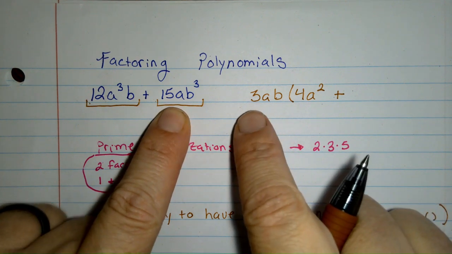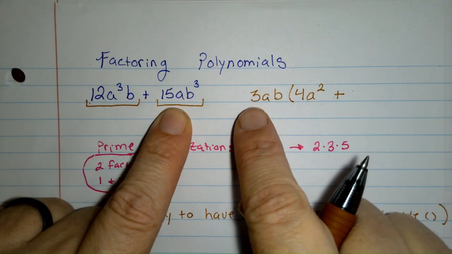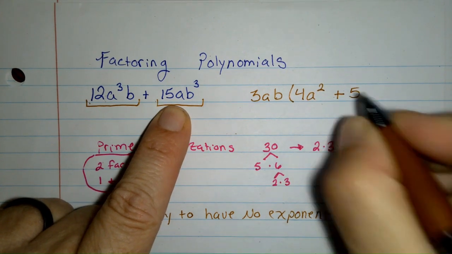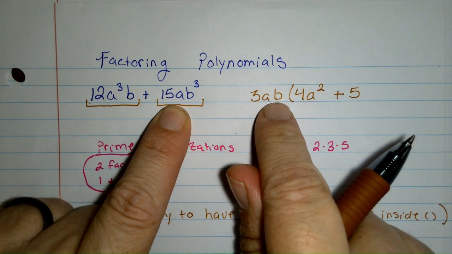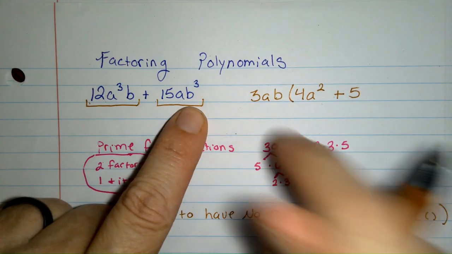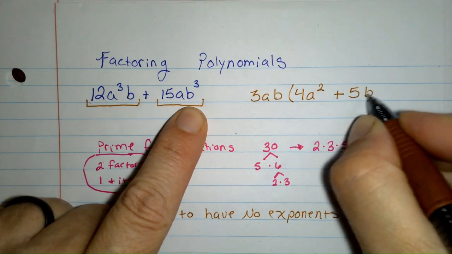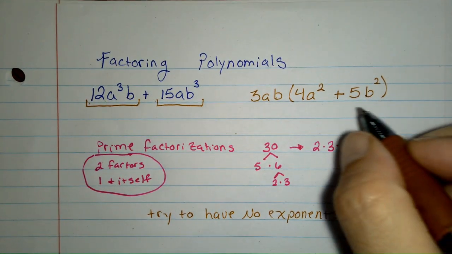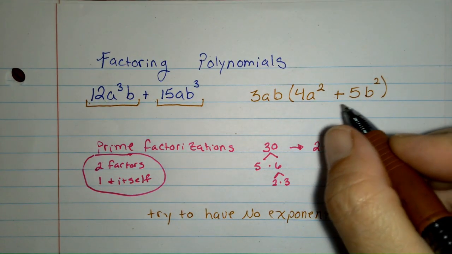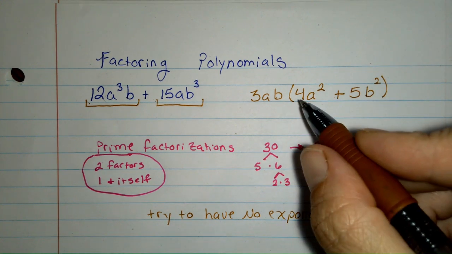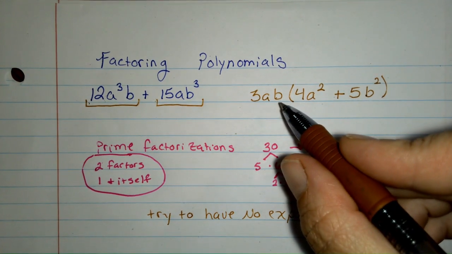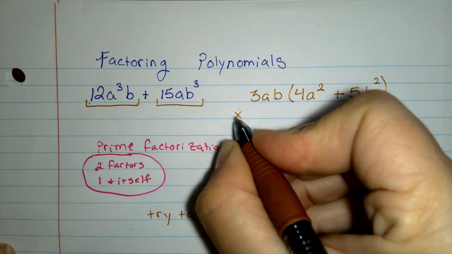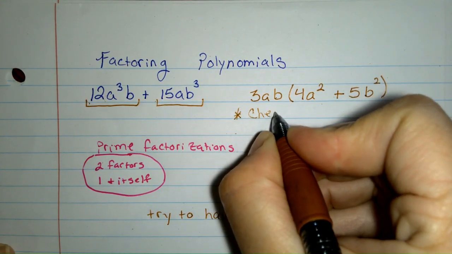So now we need to do the same for the 15AB cubed. So 3 times what is 15? That would be 5. We have an A and a B. We need AB cubed. So that's why we would have a B squared. And I will get into later why this is now a prime polynomial inside here, or a prime factor. But we have pulled out the GCF, and you always, always, always, first step in factoring is you check for a GCF.